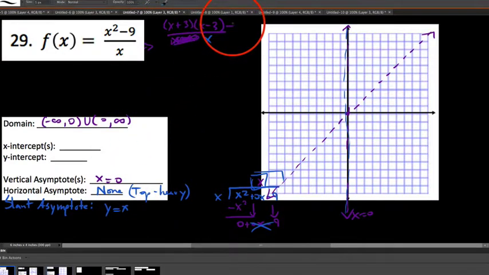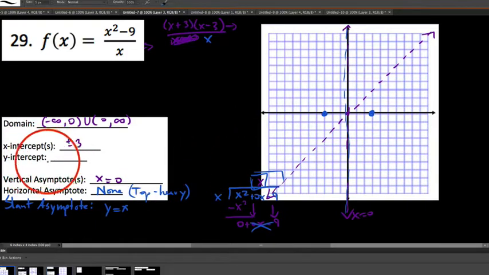So we would say the zeros of this right here would be plus or minus 3. So our x-intercepts, we have 2 of them. I'm not going to write x equals, so we'll just write plus or minus 3. I'm going to put a dot at positive 3, and I'm going to put a dot at negative 3. So our graph hits there and there.